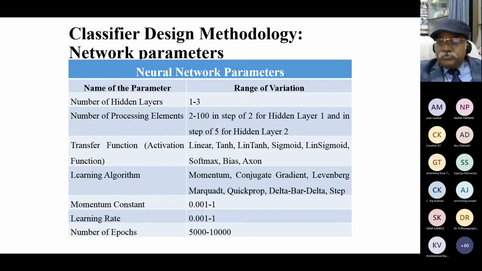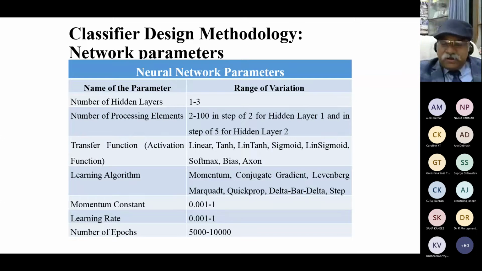You can reduce some permutation combination of experimentation this way. That is, the size you are taking is 5 nodes or 2 nodes or 1 node difference. Then the transfer function you are changing: linear, tanh, linear tanh, sigmoid, linear sigmoid, softmax, bias, axon. Learning algorithms you are changing: momentum, conjugate gradient, Levenberg, quick prop, delta-by-delta and step.